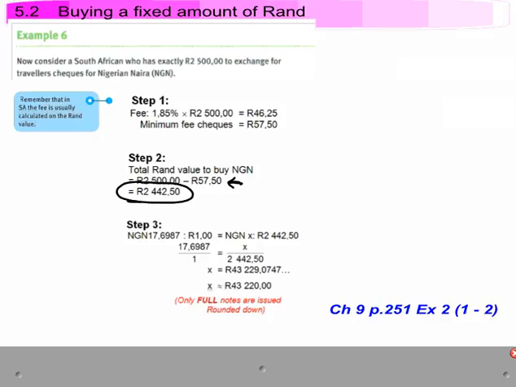Nigerian Naira. Okay, this is a mistake here. It should be NG. Okay, only full notes are issued and therefore rounded down. The bank is not going to give you rounding up. Sorry for you, but that's how it works.